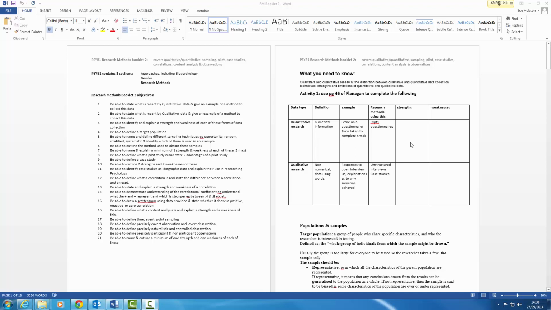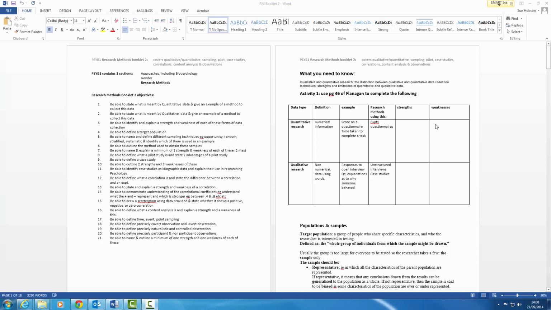What's good about quantitative data is that it is very easy to analyze. The data's in numbers, so it's really easy to analyze, and therefore it also makes it very easy to compare people's scores. So person A got a score of, I don't know, 35, person B gets a score of 70. It's very easy to make those comparisons, so that's great.